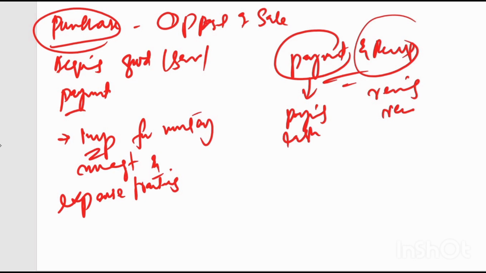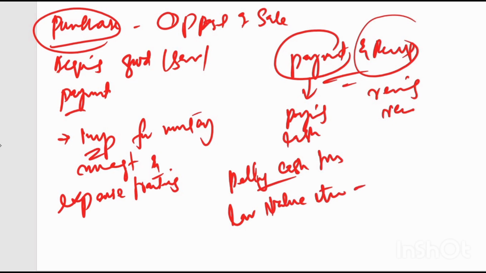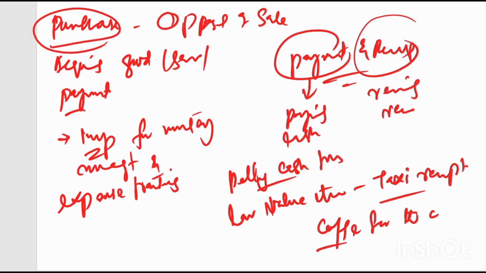The other one is the petty cash transaction. By petty cash transaction you are paying for low value items. For example, you have to pay a taxi receipt, meaning you are doing the payment of the taxi fare. Or are you paying for copying for the office? That type of transaction you are doing from the petty cash, right?